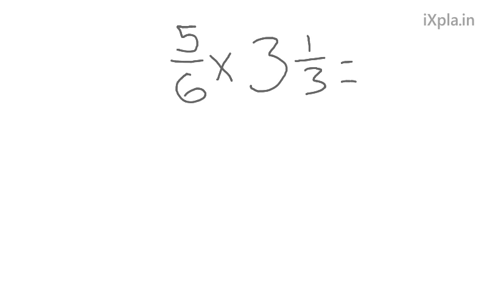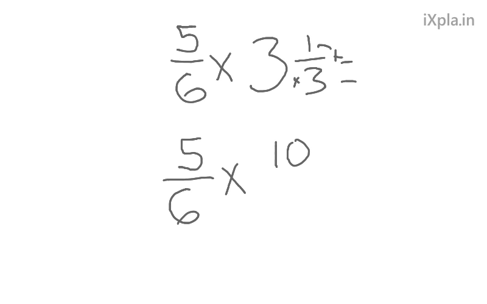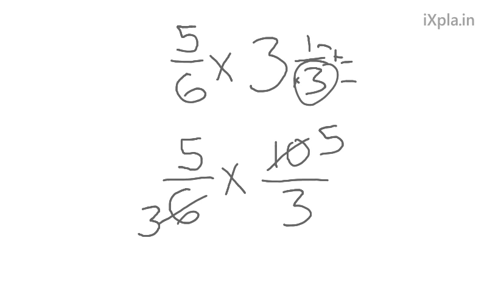H, 5 over 6 times 3 1/3. Bring down my 5 over 6. Bring down my multiplication symbol. 3 times the 3 plus the 1. 3 times 3 is 9, plus 1 more is 10. That'll be on top. And then our bottom number will remain as 3. We can cross-cancel our 6 and 10. 2 goes into both. 2 goes into 6 3 times. 2 goes into 10 5 times.